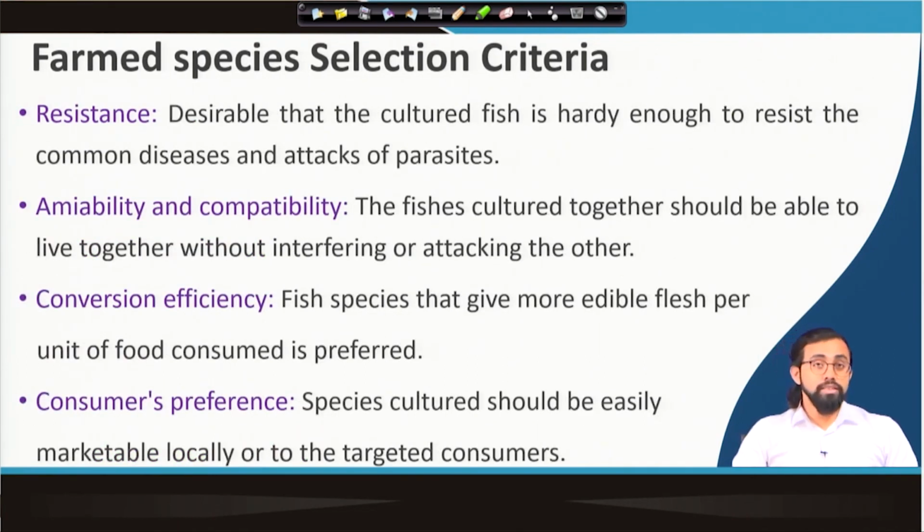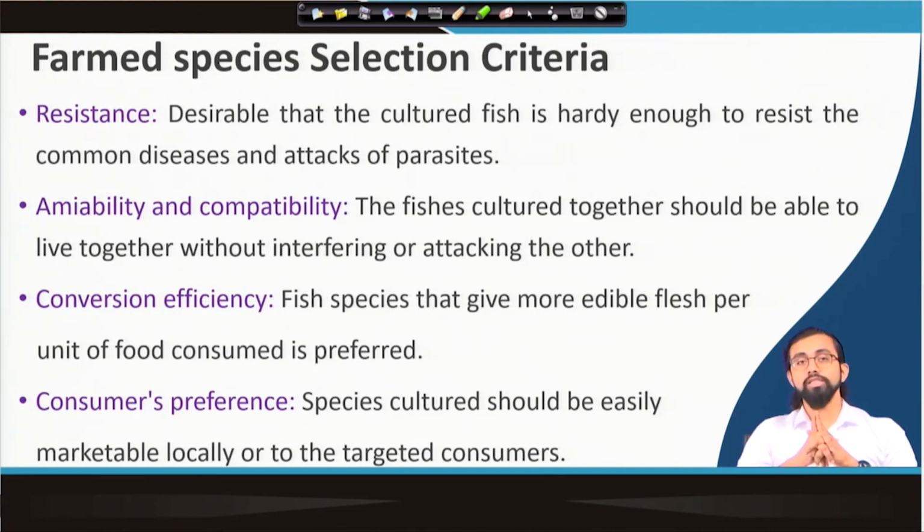Other criteria are like the resistance. It has to resist the common diseases and the attacks by parasites. It should be amiable and compatible in nature, so that it can grow together with the other culture species without interfering or attacking the others. Some species are like, no, it's my zone, so you just keep away from this place. It should not be like this. The target species has to have these characteristics, so that you can grow them in your system, in your farm.